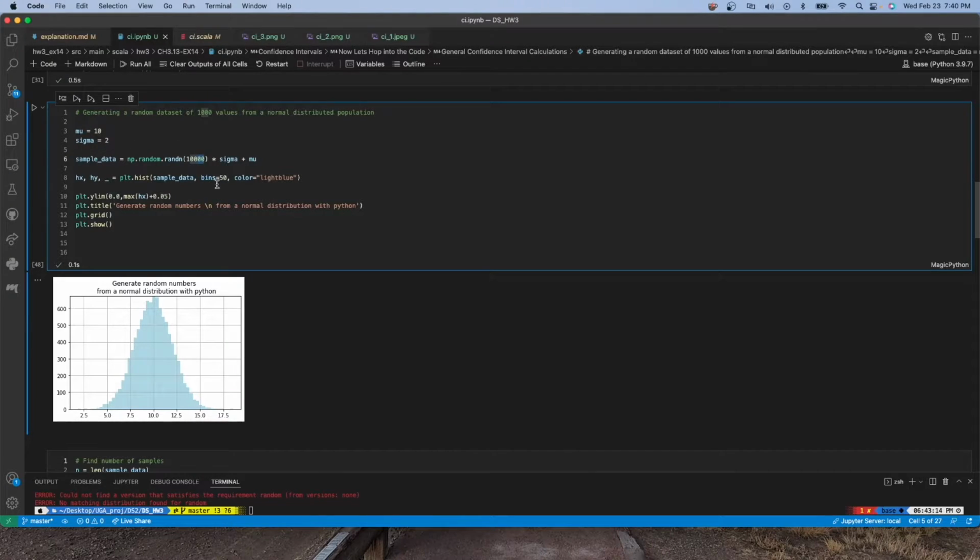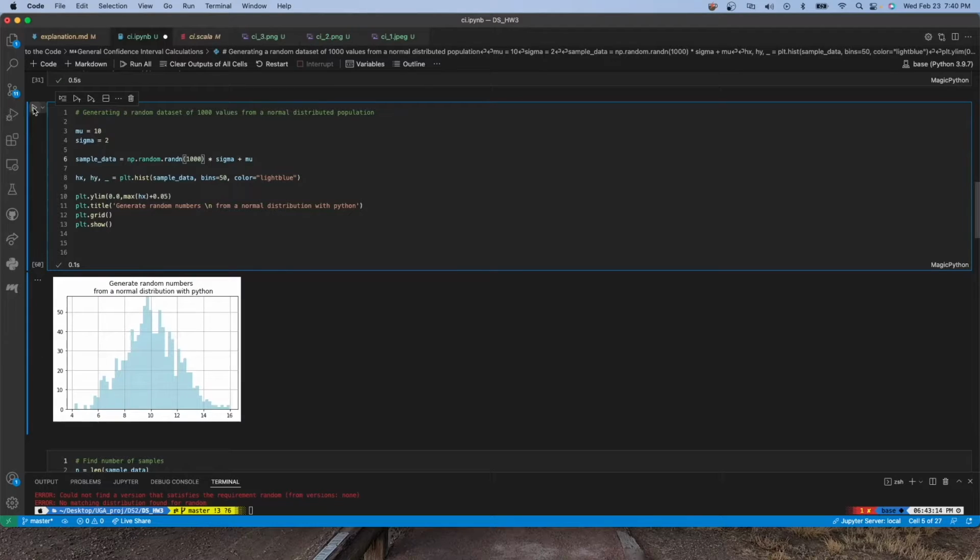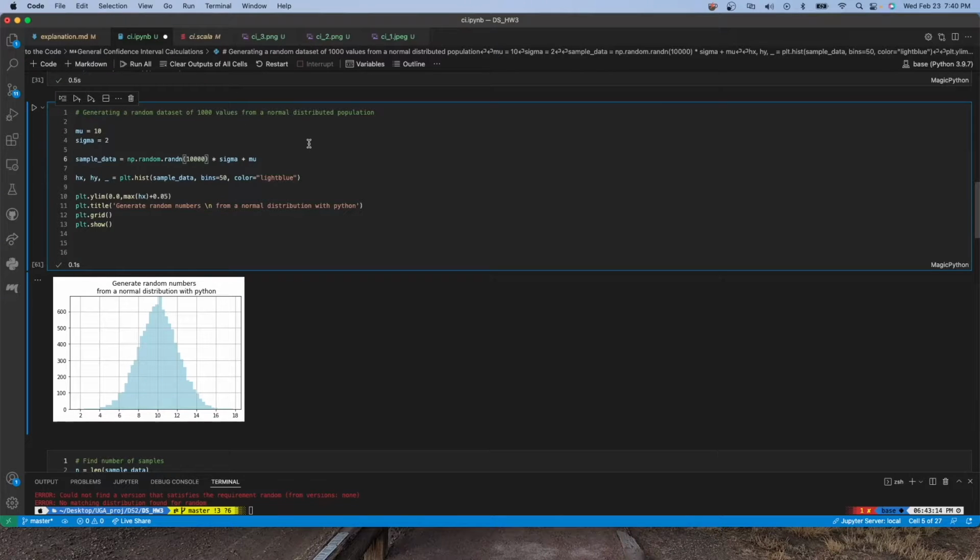And just an interesting illustration. If I change this to 10, you get kind of a nice bell curve shape right here. But if I change this to 100, it looks horrible. If I change this to 1,000, it looks slightly better. And if I change this to 10,000, it looks like it should. Just interesting to show that the large sample size really does have an impact on these things.